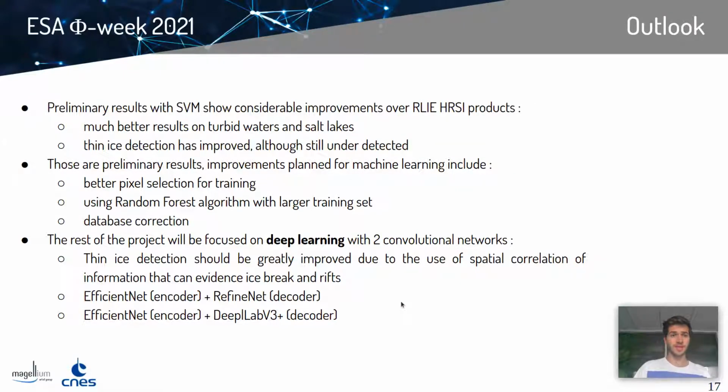Our model should be tested against other machine learning algorithms like random forest or convolutional neural networks, which are thought to yield better performance on thin ice due to their spatial correlation layers.